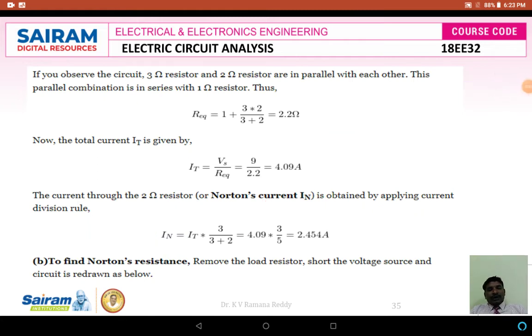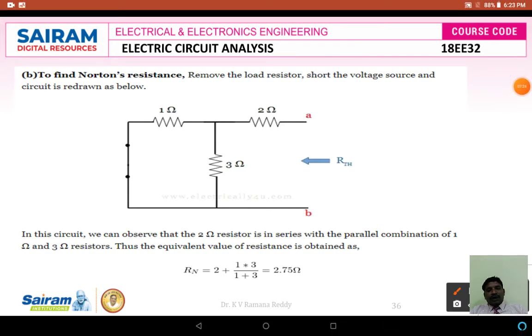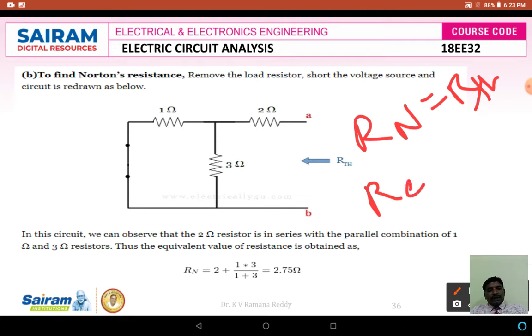Now our ultimate aim is to find the Norton's resistance. How do we find it? We can find the value of Norton's resistance Rn with the equivalent circuit I am showing here. In this circuit I want to find Rn, which is also called RTH. The method we use to find Rn and RTH is the same, that is nothing but the R equivalent value.